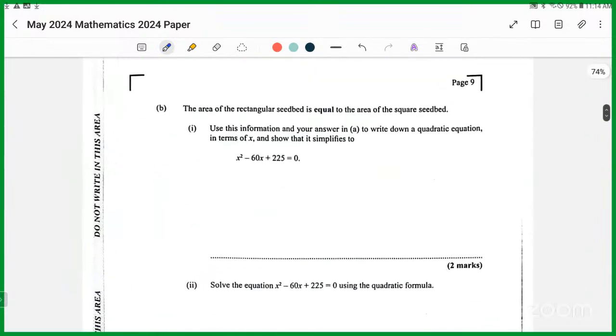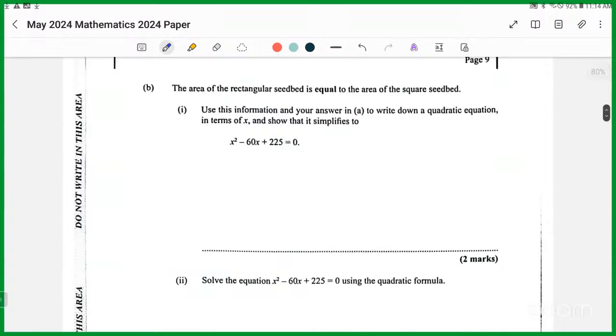All right, let's go again. It says the area of the rectangular seed bed is equal to the area of the square bed. The area of each bed is the same. It says use this information and your answer in A to write down a quadratic equation in terms of x and show that it simplifies to this. If you notice, this doesn't have any y in it. So to get that, we basically need to get the area of the rectangular bed and put it equal to the area of the square bed. That's the information they're giving us. Then we're going to have to substitute for the y because this equation has no y in it. We know that y is equal to 15 minus 2x from above.